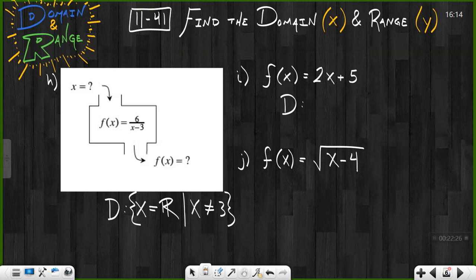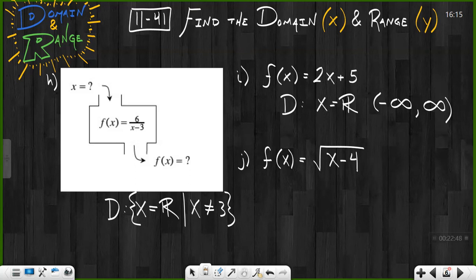What about I? Is there any value of x that you can't put in? Well, no. This is just a linear graph. In fact, any value of x, you could put anything in for x that you want. Anything at all. x is going to be all real numbers. In this case, as we've seen before, you could represent that in interval notation going from negative infinity to positive infinity.